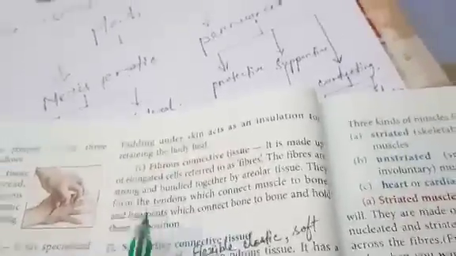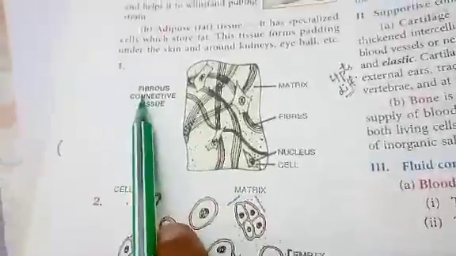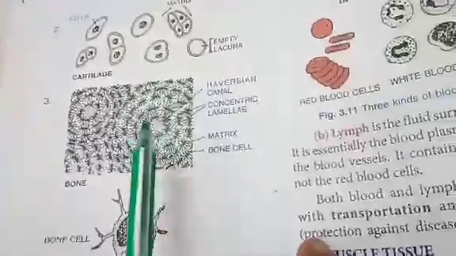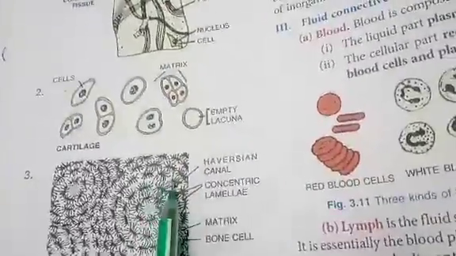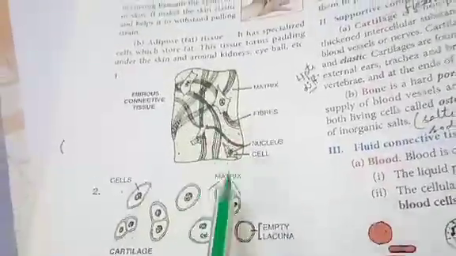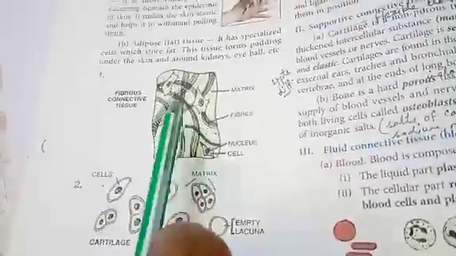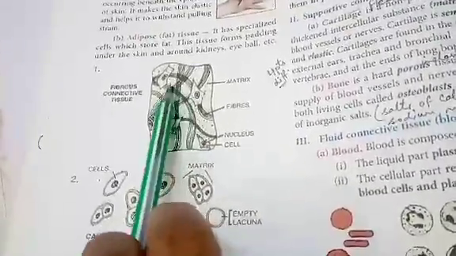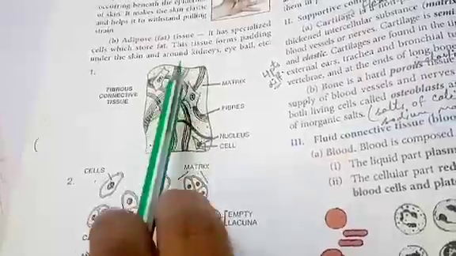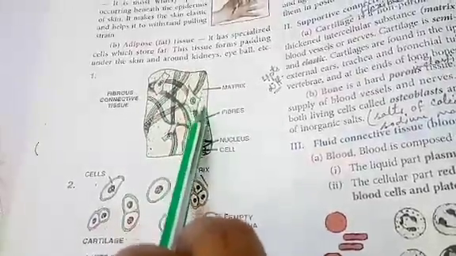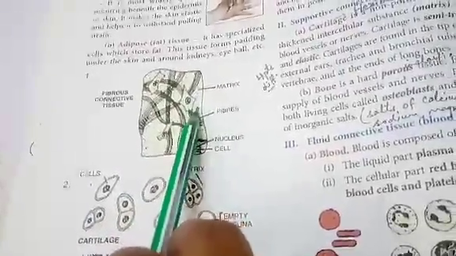Now you see here, children, there are some diagrams given here: fibrous connective tissue, this is cartilage and this is bone. These three diagrams are important, children. Please practice them, labeling practice, and diagram also you practice. This is the fibrous connective tissue. You see here cells are there, there are fibers in between, and this is the ground substance, that is the matrix.